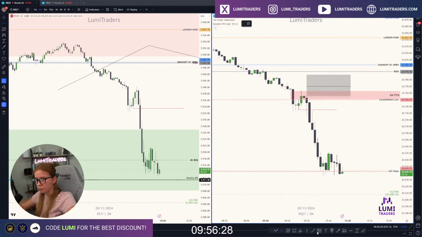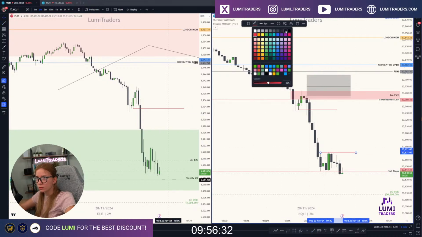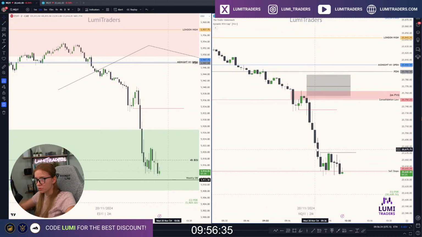Minor liquidity sweep right here. Let me change the color to black. Minor liquidity sweep and a test of this fair value gap. My recommendation, please don't blindly press the buy button because you see some sort of momentum or displacement, okay? You must have the plan, you must trade this plan.